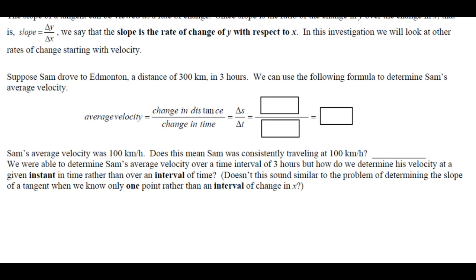So suppose Sam drove to Edmonton, a distance of 300 kilometers in 3 hours. We can use the following formula to determine Sam's average velocity.